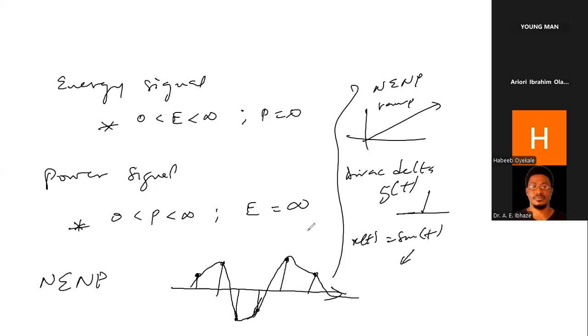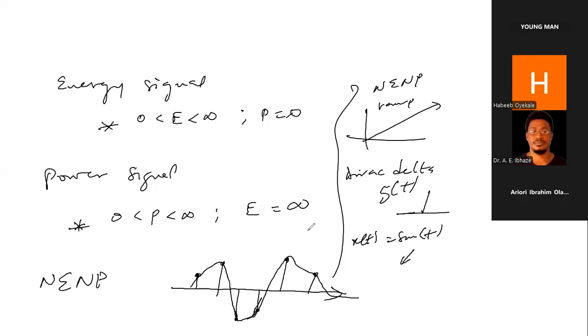Good afternoon, sir. My question is that when you were mentioning power signals, you said an example of a power signal is periodic signals. While you were talking about neither energy nor power, you said sinusoidal signals. Now, I want to ask, what is the difference between periodic and sinusoidal signals?